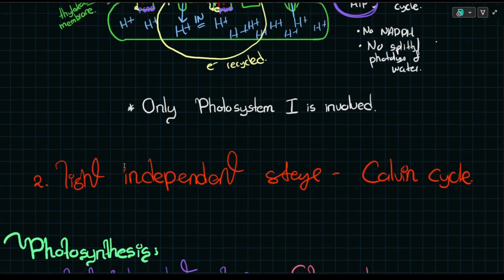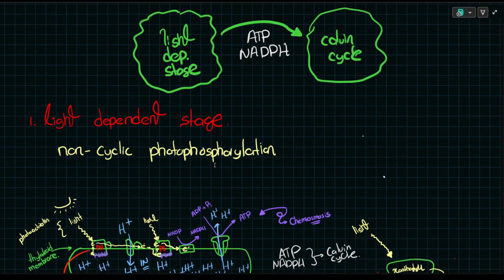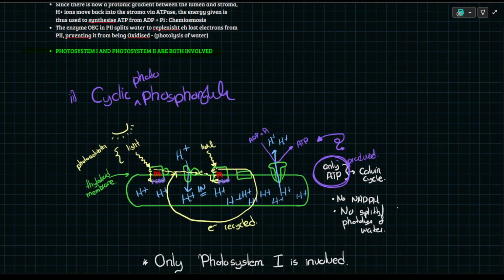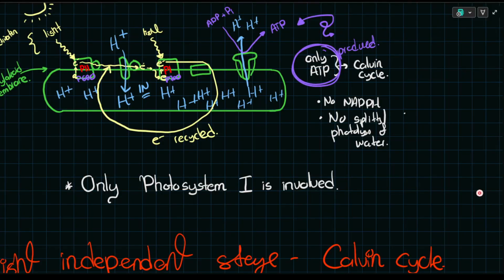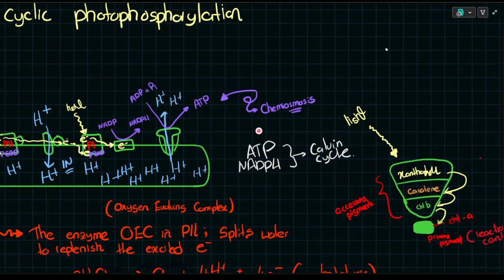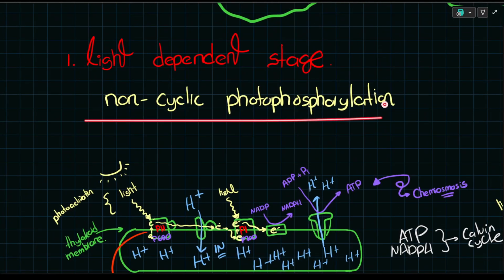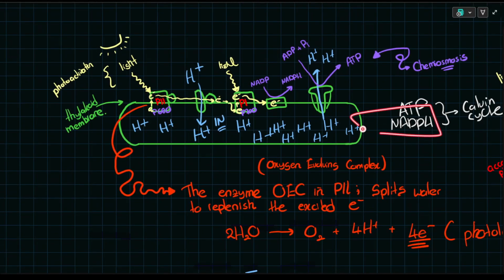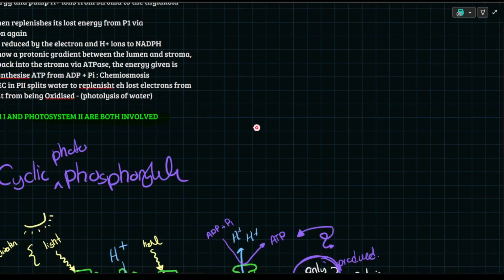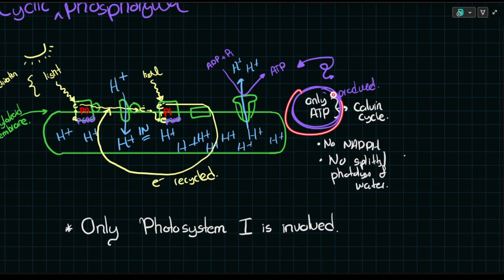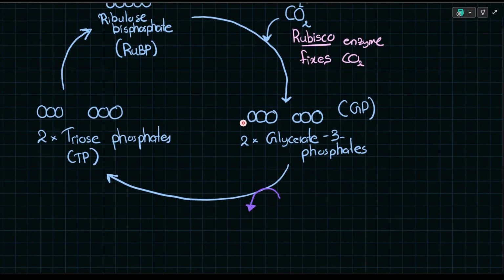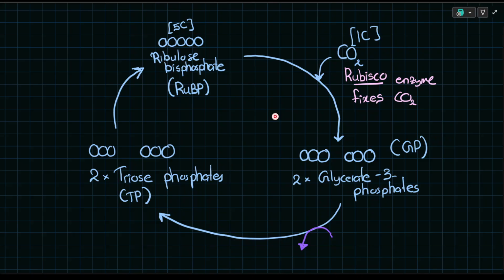Now, if we recall from our previous non-cyclic and cyclic photophosphorylations, ATP is carried on to the Calvin cycle. Remember, in the case of non-cyclic photophosphorylation, ATP and NADPH are carried on to the Calvin cycle. In the case of cyclic photophosphorylation, only ATP is carried on to the Calvin cycle. So here we have ATP being carried on to this particular cycle. That's a fact.